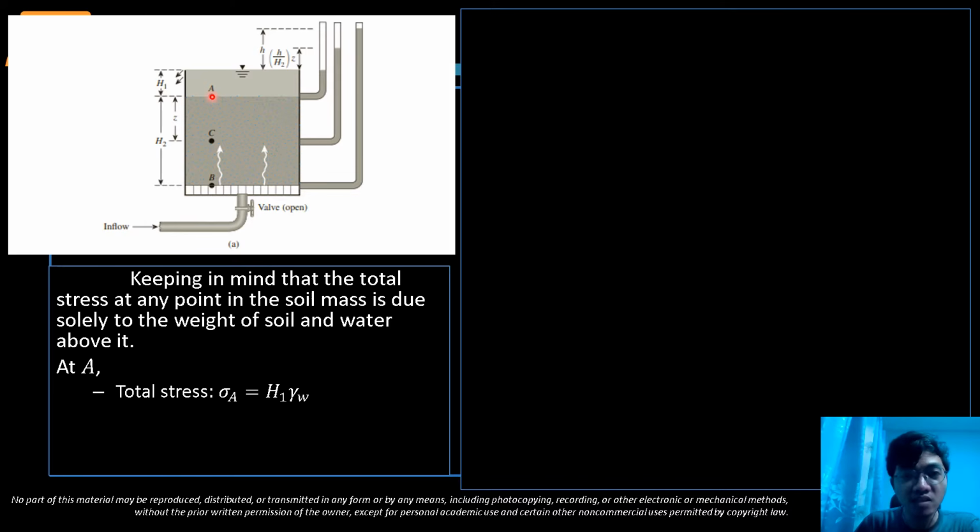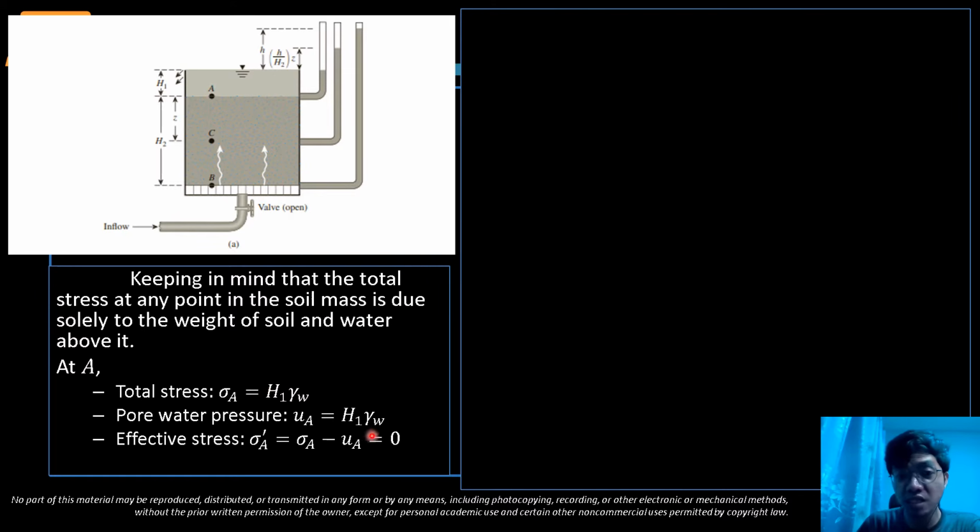Pore water pressure muna at point A. Para sa pore water pressure at point A, it will just be the same, H sub 1 times gamma water. Alright, now for the effective stress at point A, difference lang yan ng total stress at pore water pressure, so that will be 0. Alright, now at point B. Okay, dito muna tayo sa point B.